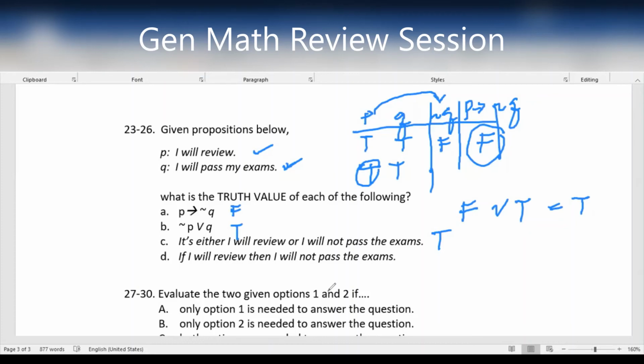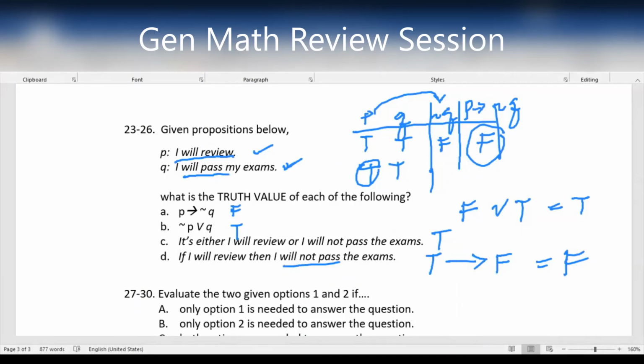So, Ara, 1, false. Victoria, false. Harold, false. Francine, all false. Okay. Stop na tayo. So, the answer is false. So, if I will review, then I will not pass the exam. If I will review, true pa rin yun kasi you did not change. So, true. Then, I will not, you negated Q, kaya magiging not true siya, kaya false siya. And we know that true implies false is false. Kaya letter B is false. Okay na? Sige, that's all about logic.